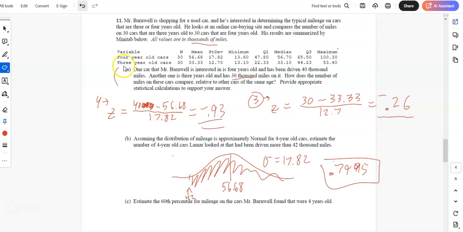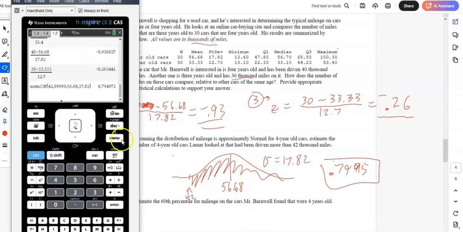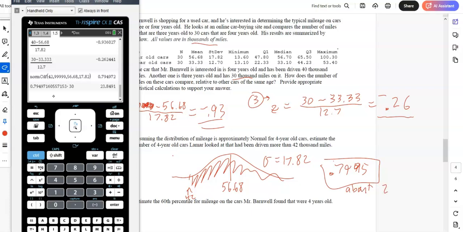So estimate the number of 4-year-old cars. So that's the percentage, but he looked at a total of 30 cars, it says. So I'm going to multiply that by 30. So 23, about 24 cars. Let's see what they say for this in a second. About 24 cars that he looked at had been driven more than 42,000 miles.